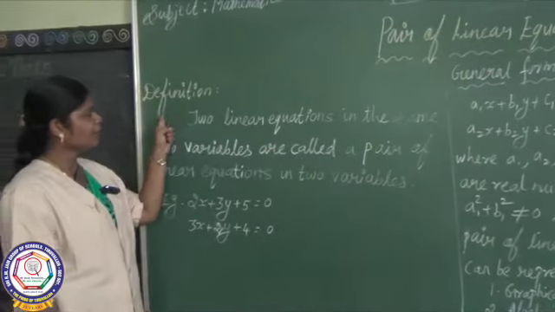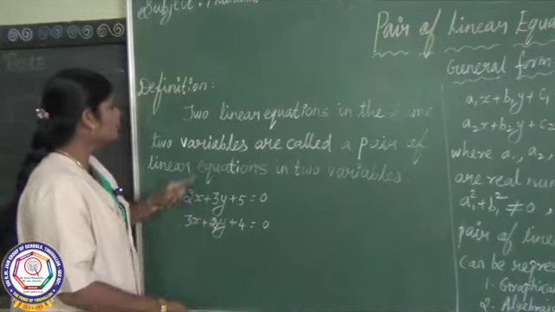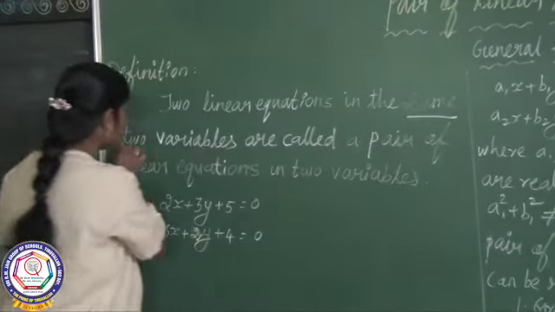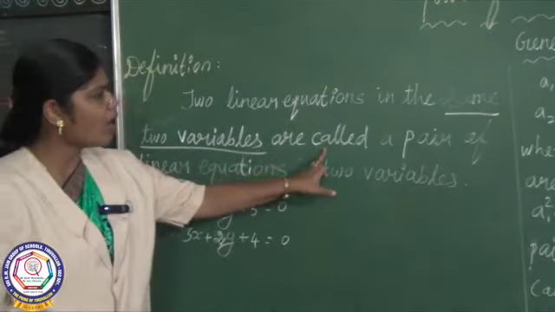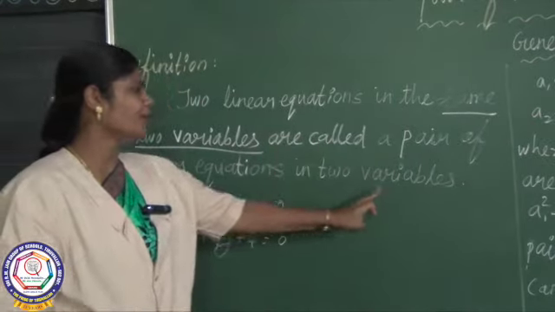Today I am going to teach pair of linear equations in two variables. Let's see the definition. Two linear equations in the same two variables are called a pair of linear equations in two variables.